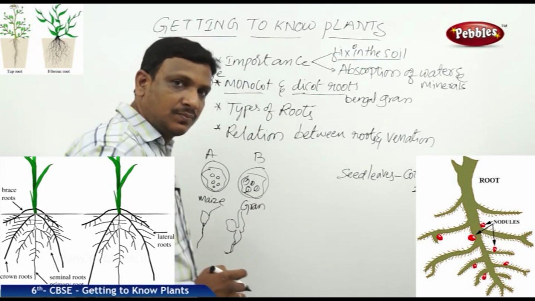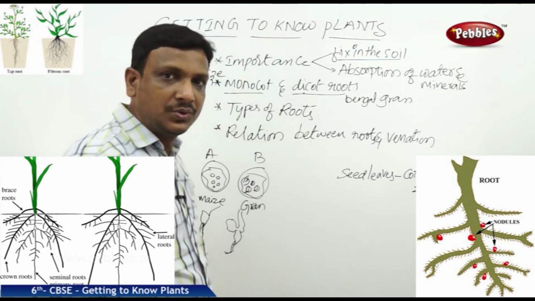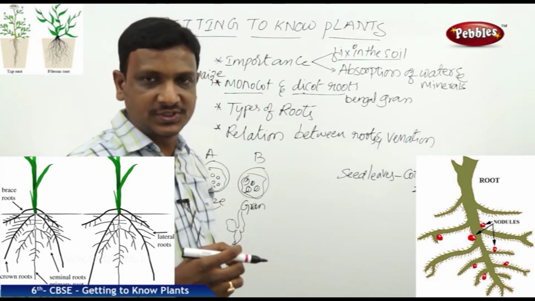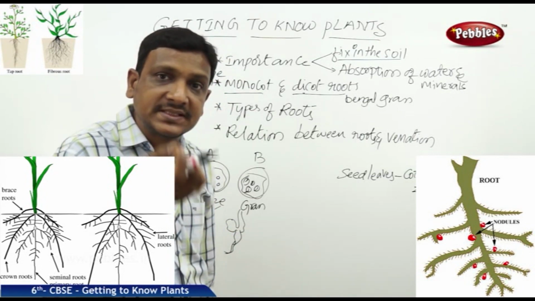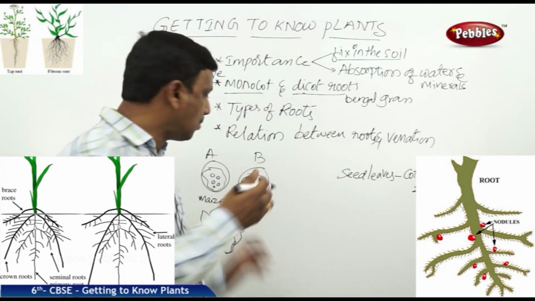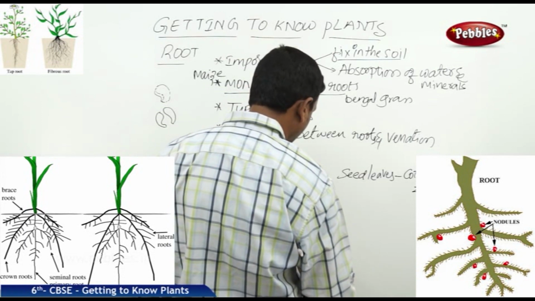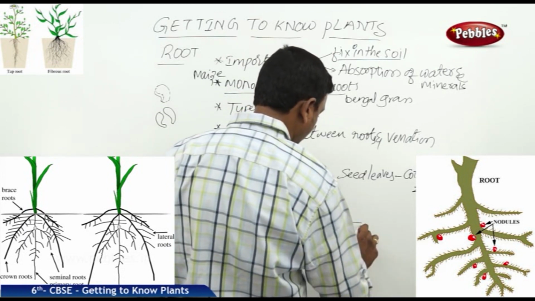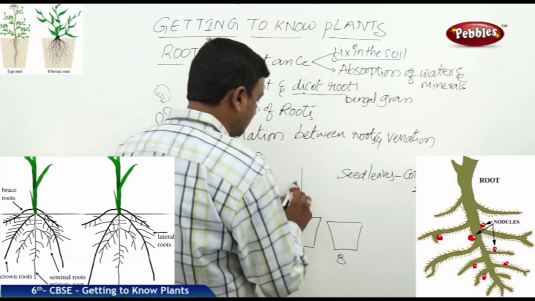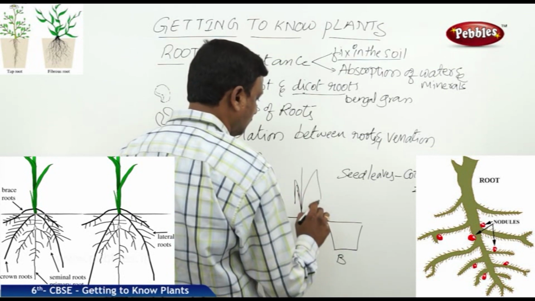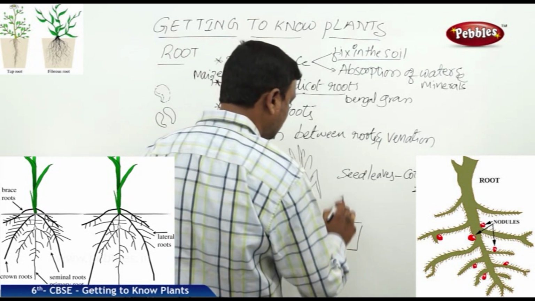So the maize may produce one or two thin hair-like roots, whereas the gram gives out a thick single root. Now we planted both of these. So we have taken a pot A and B. This is the maize plant, and this is the gram plant.